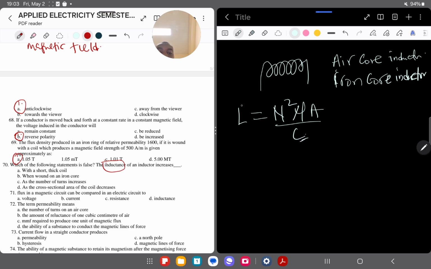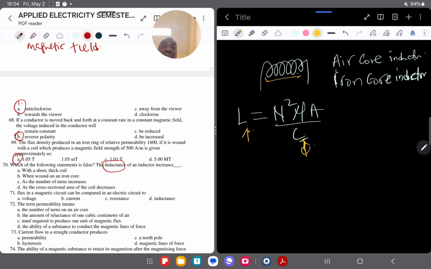We are looking at ways we can increase the inductance. If you have a short coil, the length L is inversely proportional to the inductance. So if you increase the length, the inductance will decrease. That means if I want to increase the inductance, I have to decrease the length. Short here is talking about the length that is exposed in the magnetic field. So if you have a short coil, it's going to increase the inductance.